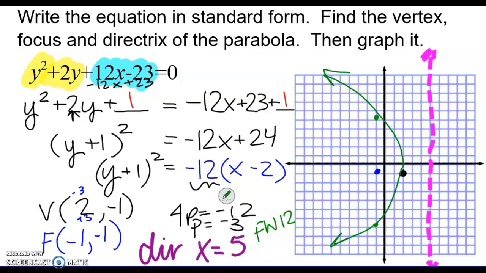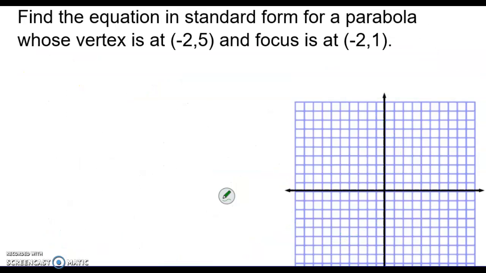Okay, let's try one more and then we'll stop this video. Find the equation in standard form for a parabola whose vertex is at negative 2, 5. So I'm just going to graph that. Negative 2, 5. And its focus is at negative 2, 1. That means it's opening down.